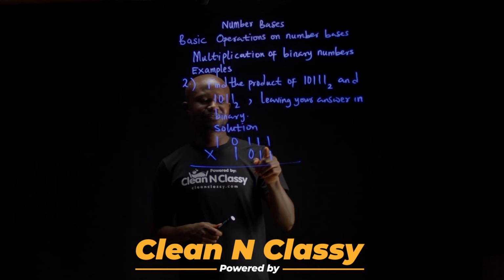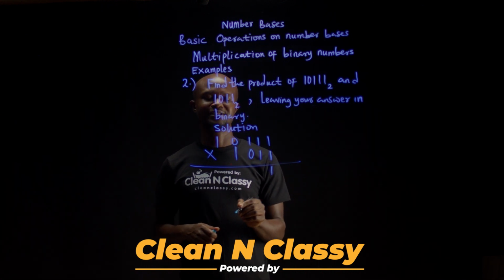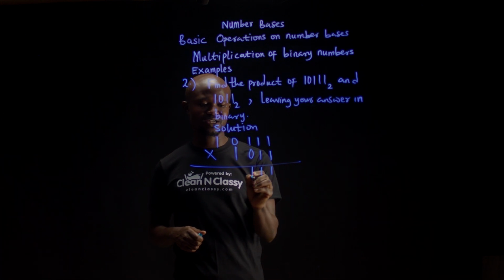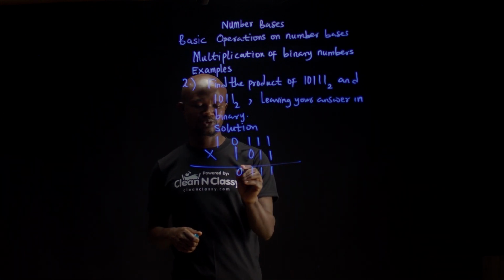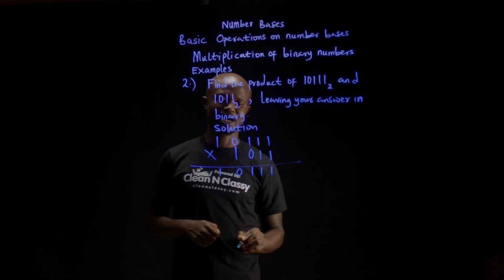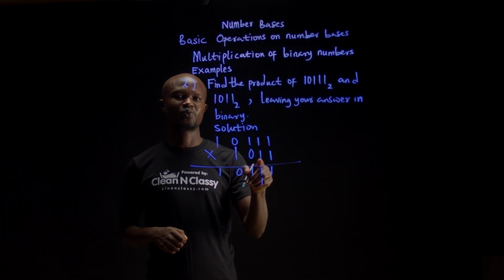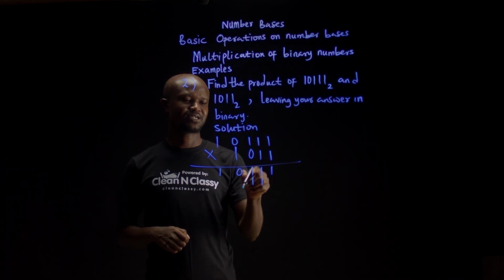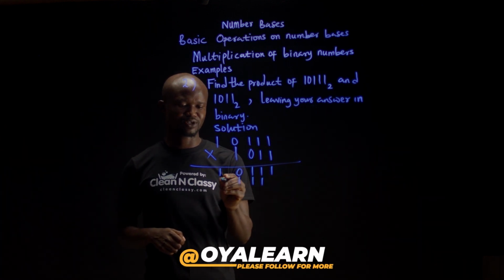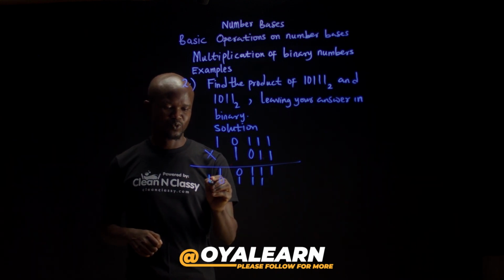Now we start. 1 times 1, we have 1. Then 1 times 1, also we have 1. 1 times 1, we have 1. 1 times 0, we have 0. 1 times 1, then we have 1. Now, the next one. 1 times 1, we have what? 1. 1 times 1, we have what? 1. Then 1 times 1, we have what? 1. 1 times 0, we have what? 0. And 1 times 1, we have what? 1.